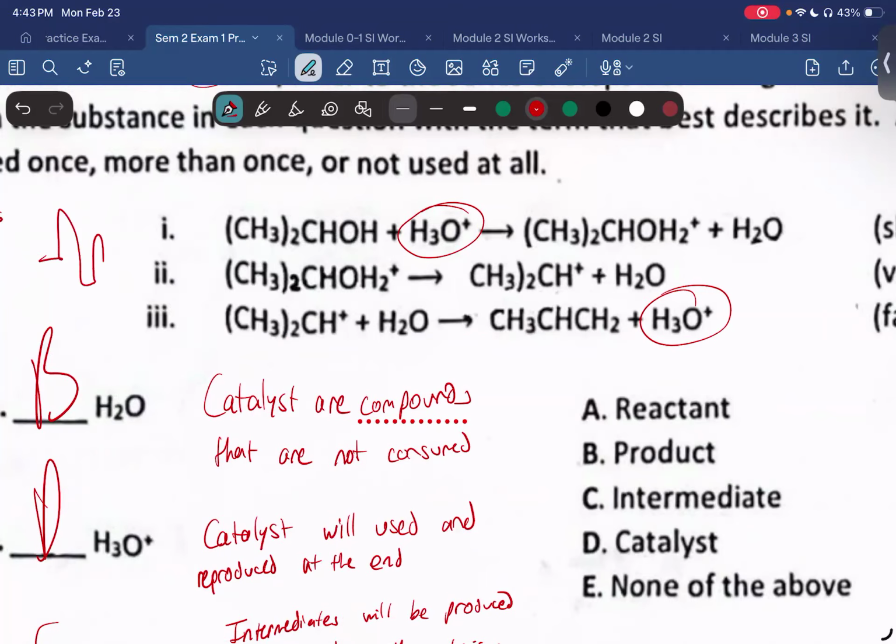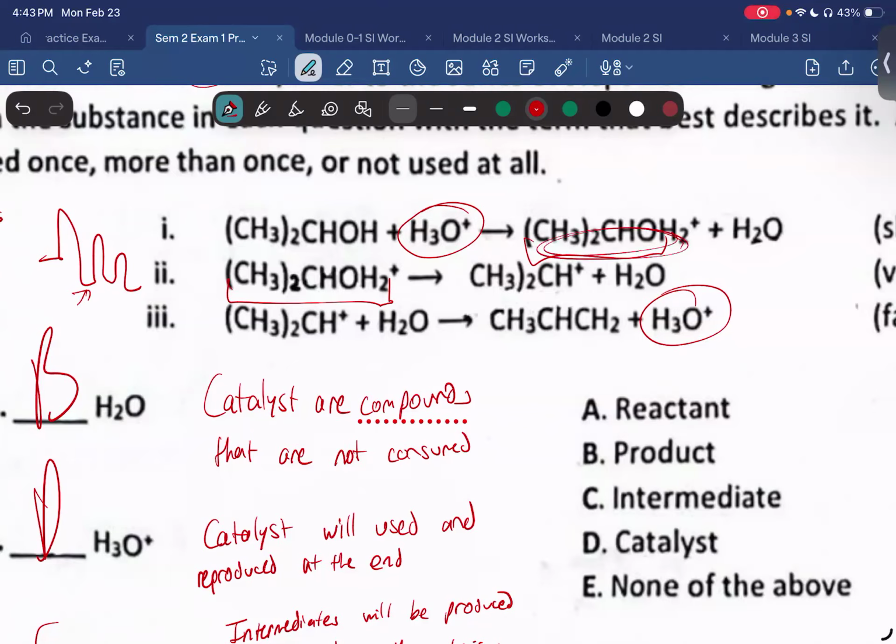If I were to draw out these steps, the hydronium would be somewhere here, right? And then it ends up as a product as well, right? So it's actually acting as a catalyst in this case, with this intermediate, right? This intermediate is going to be found here, in the intermediate area, right?